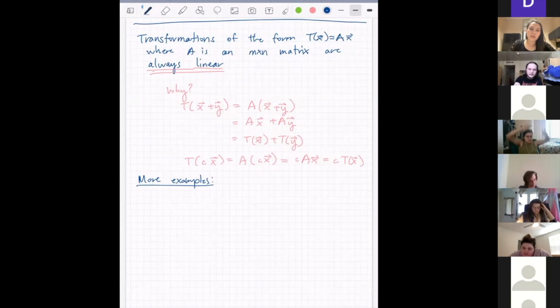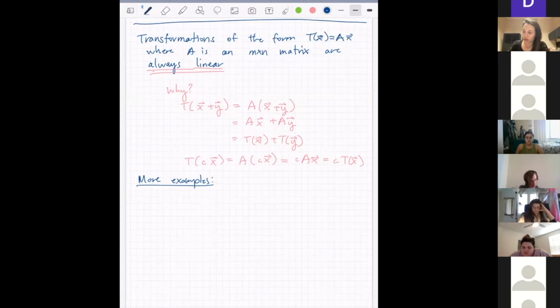Yeah. So that is part of why it's so useful. And it's also going to be important to us in this class. They are sort of our most important functions. I think the only ones we'll talk about, honestly. So yeah. Okay, so let's look at some examples.